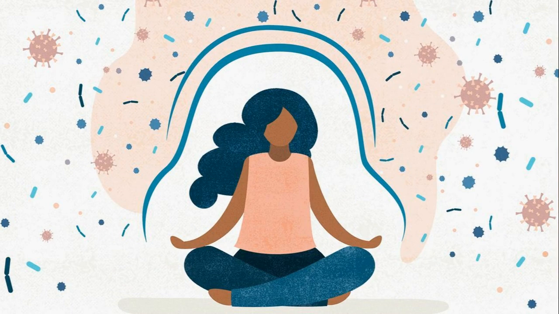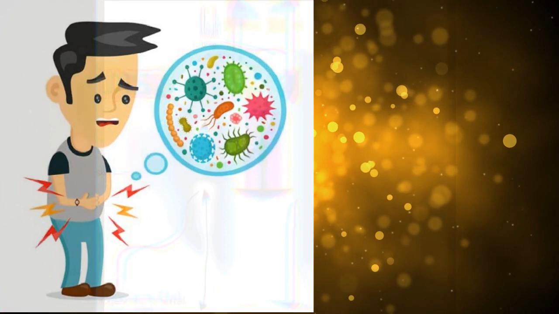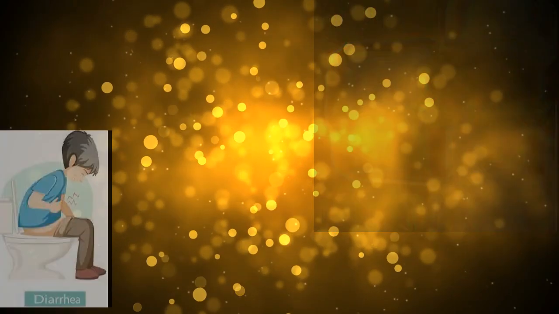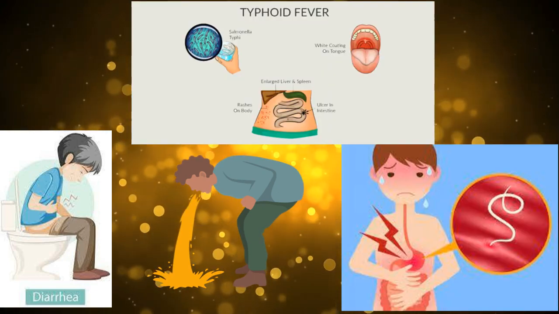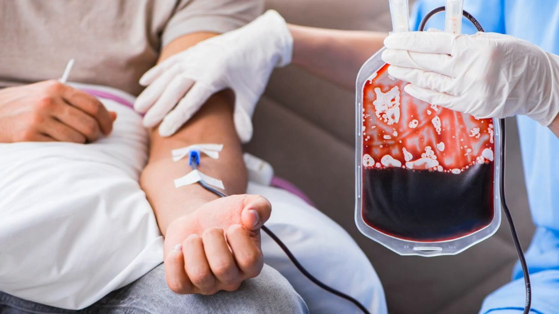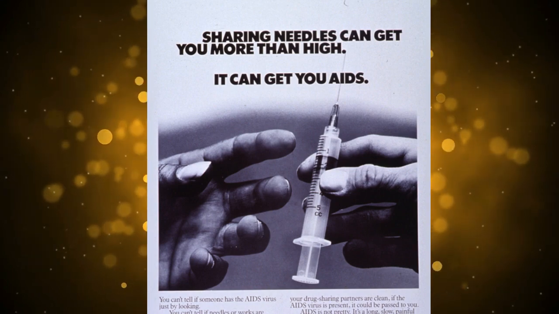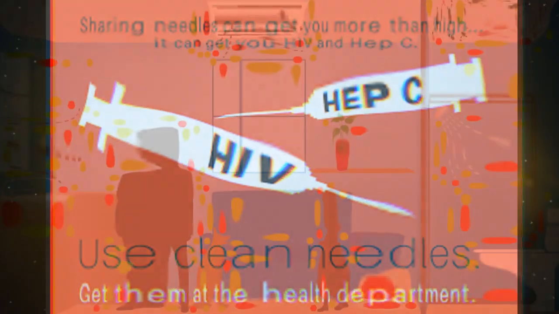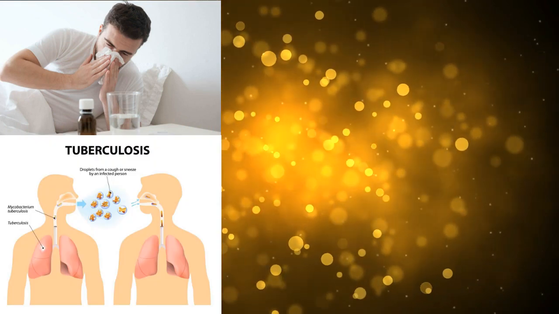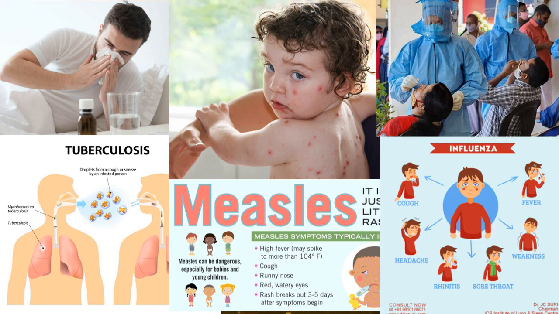The pathogens can gain access into the human body by various routes, like through the food or water into the GIT, causing diarrhea, vomiting, worm infestations, typhoid fever, and so on. Through blood transfusion or needles into our blood, causing HIV, hepatitis B, hepatitis C, malaria, and so on. Through the air that we breathe, causing common flu, tuberculosis, chickenpox, measles, coronavirus, influenza, and so on.